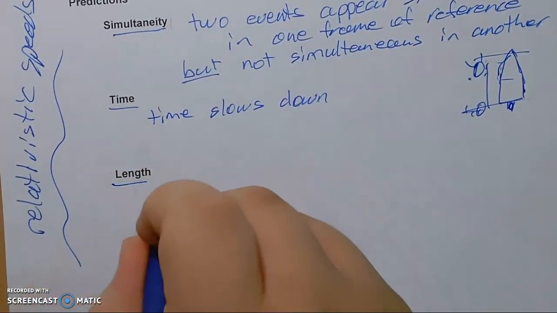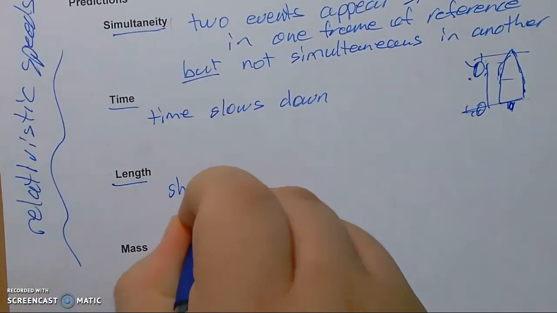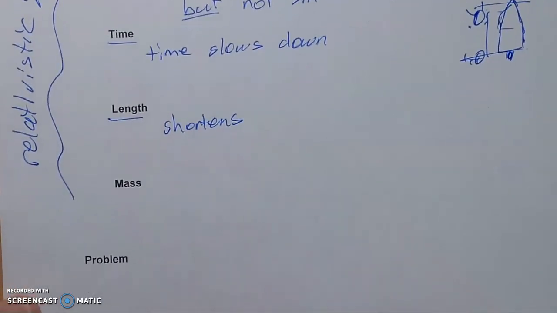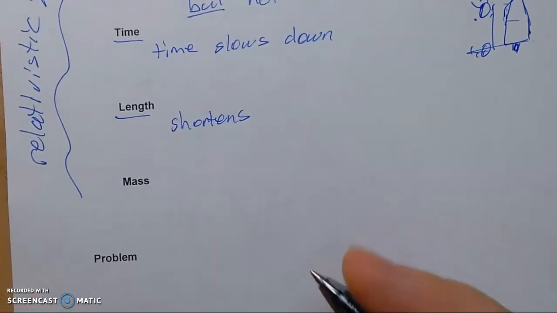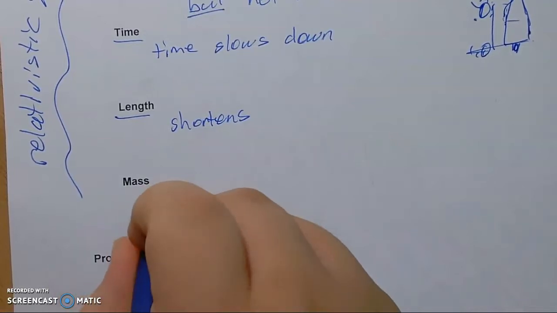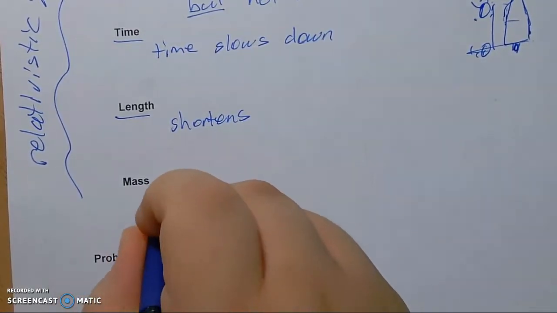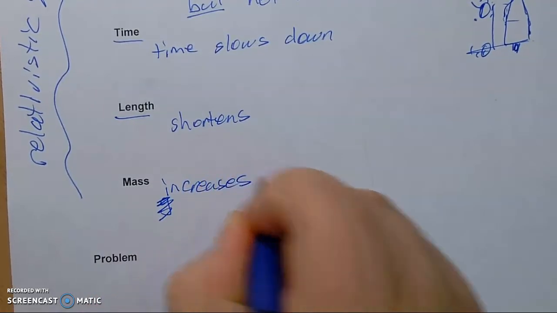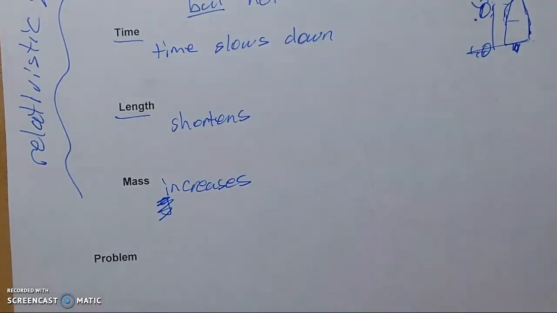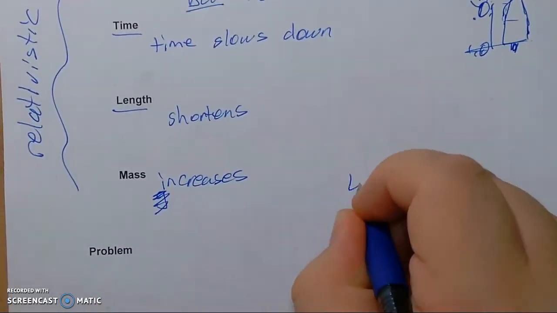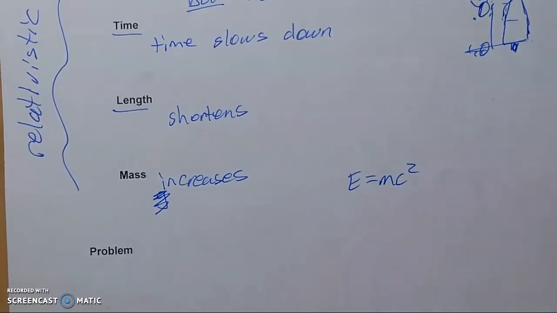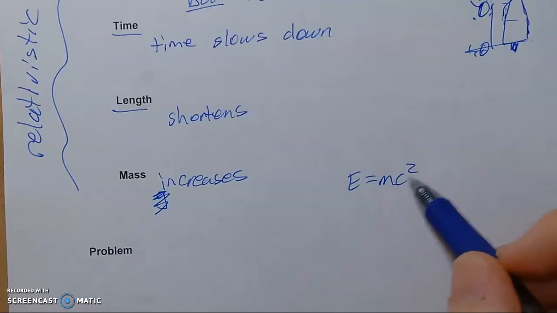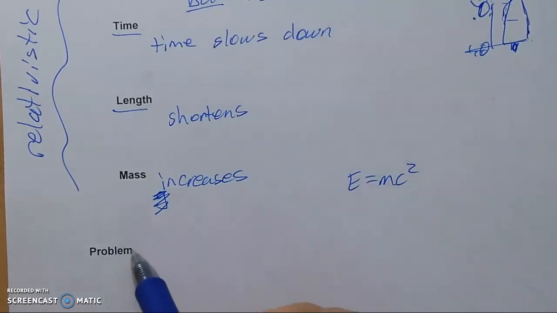Something else that happens is length shortens, which I've got a whole idea on that, which we'll talk about in a second. But as you speed up, length shortens. Another thing that happens is that mass increases. I was going to put greater, but let's put increases. That's better sounding. And I think all of that is related to E equals mc squared. We get energy that comes from mass times the speed of light squared.